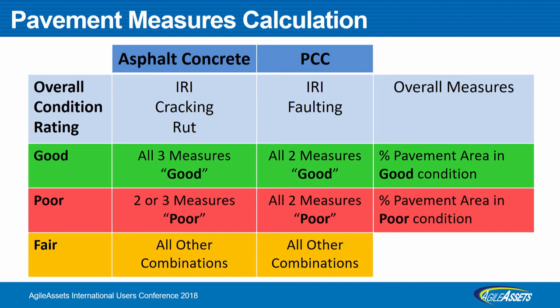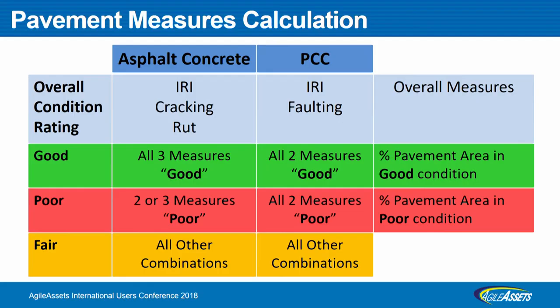A very simple approach: we have three parameters for asphalt. If all three of them are good, it's good, so the overall rating will be good. If two out of three are poor, the section will be rated as poor. All other combinations are fair.